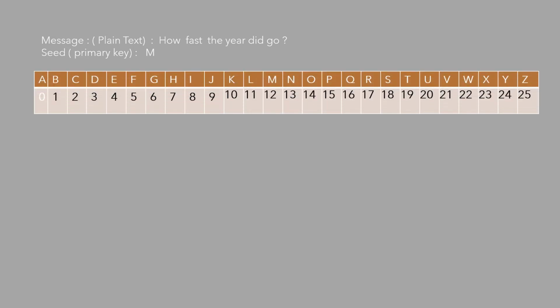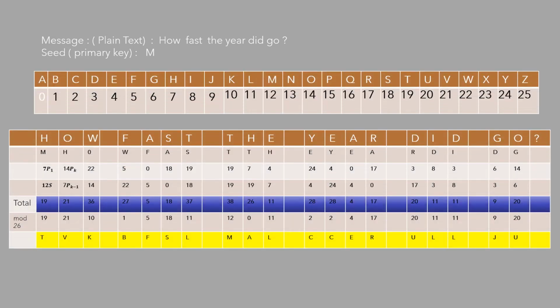Let's see another example. "How fast the year did go?" The seed is M. The priming key is M. So the letters can be numbered, writing the message "how fast the year did go" along with the seed, writing the numerals, adding them together, finding the modular arithmetic, you can find the encoded message for "how fast the year did go."